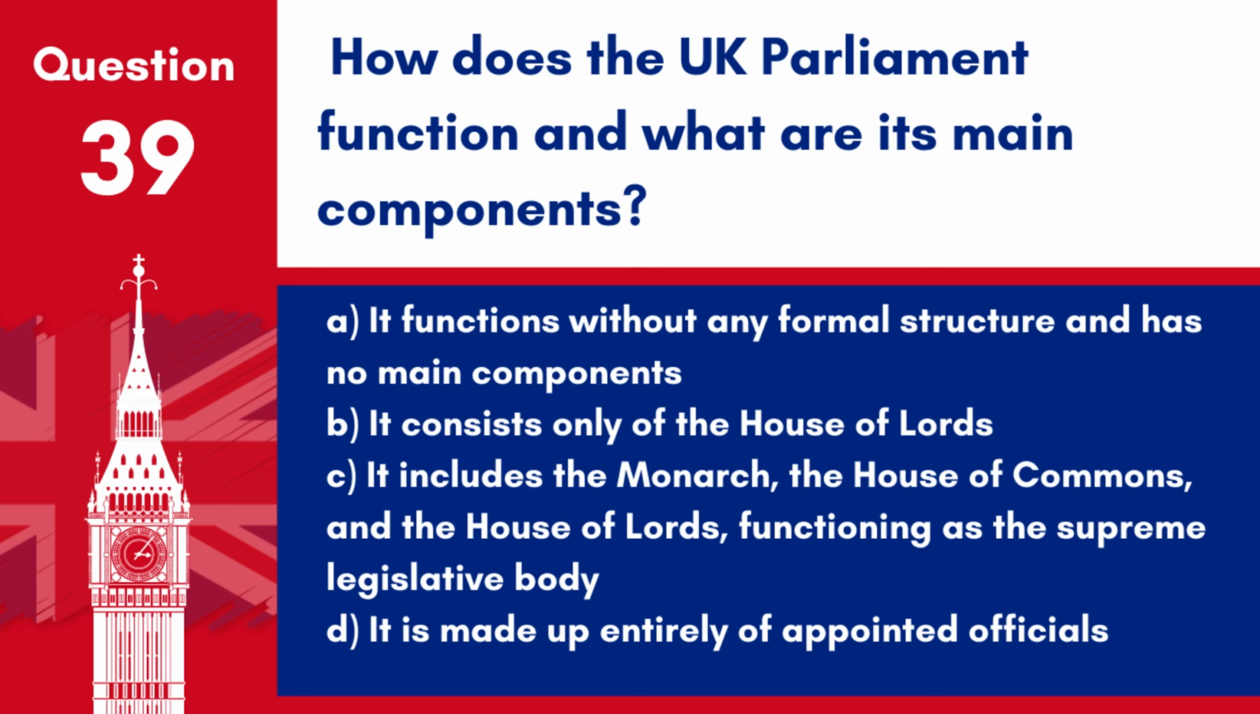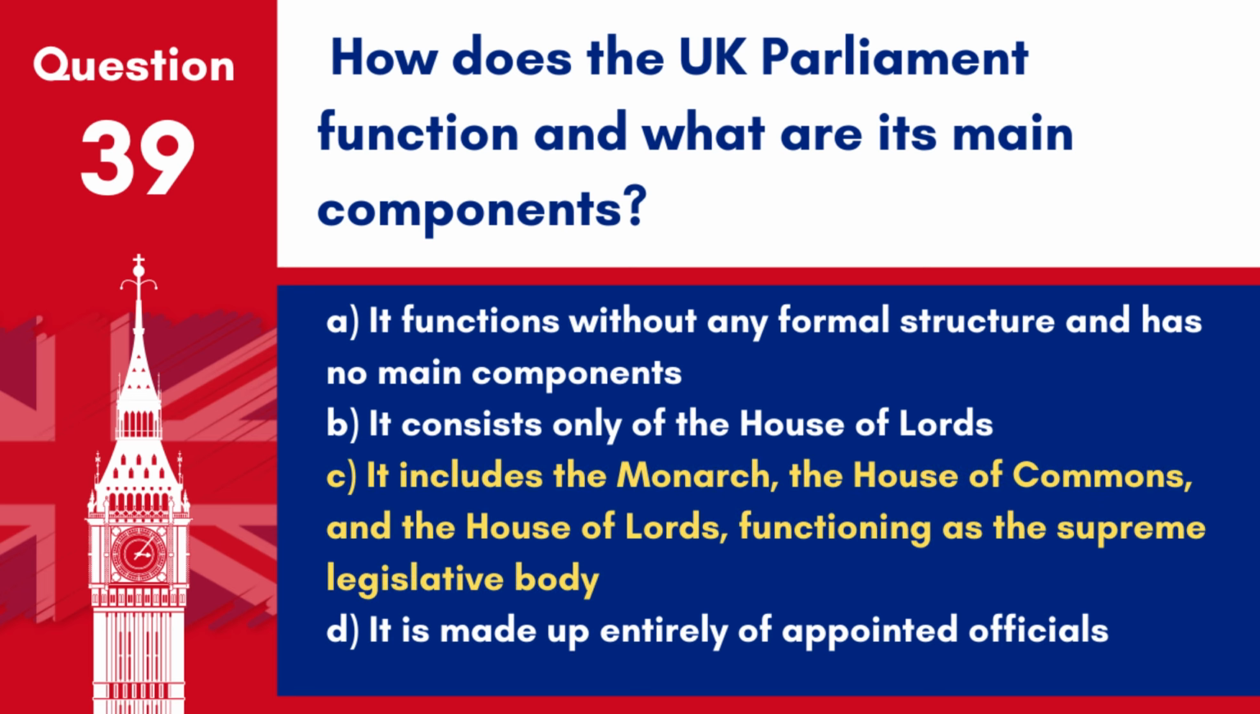Question 39. How does the UK Parliament function, and what are its main components? A. It functions without any formal structure and has no main components. B. It consists only of the House of Lords. C. It includes the monarch, the House of Commons, and the House of Lords, functioning as the supreme legislative body. D. It is made up entirely of appointed officials.